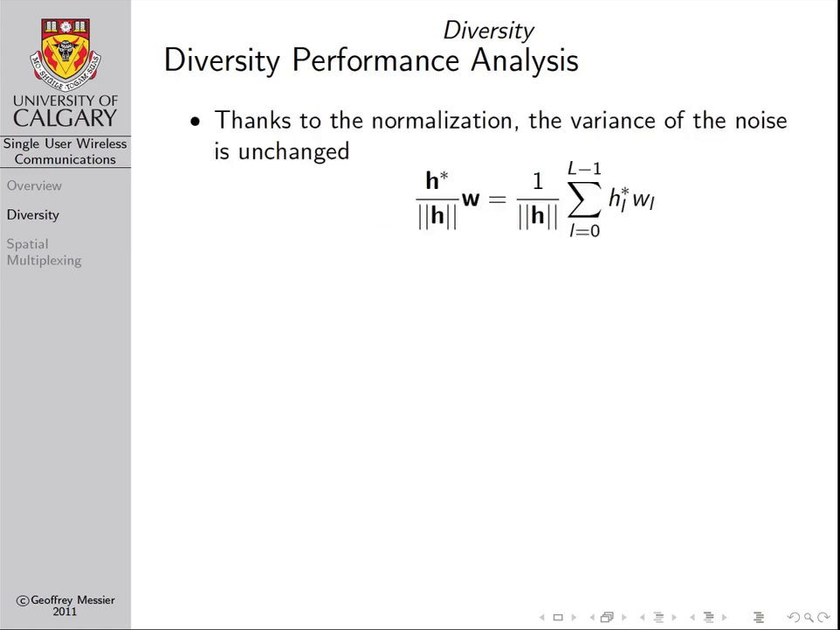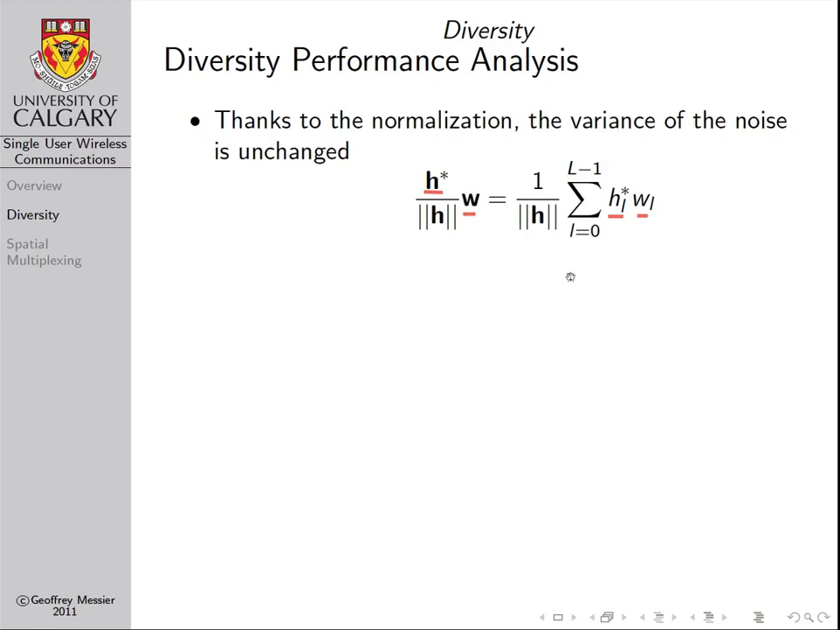Now, we should talk just a second about this scalar noise term. So essentially, when we take W and multiply it by the conjugate transpose of H, what we're doing is we're adding up a bunch of noise samples, right? So each noise value is scaled by a channel value, and all of these terms are added up, then multiplied by 1 over the norm of the H vector.